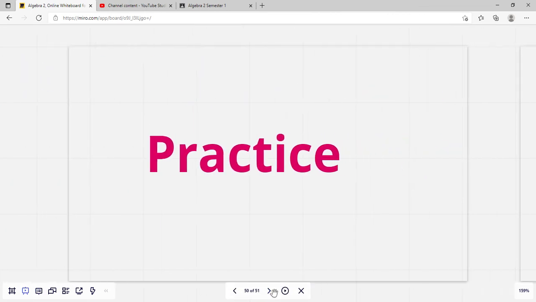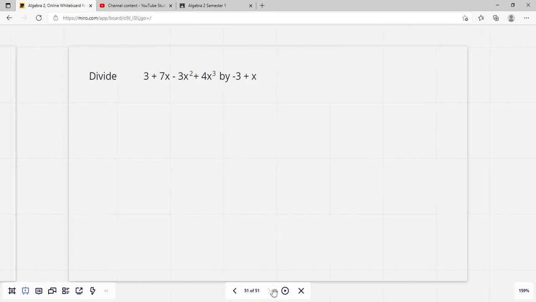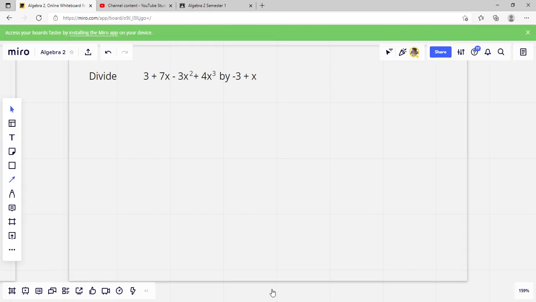Alright, go ahead and pause the video and try the practice problem. There's only one. Alright, so hopefully you paused this and tried this practice problem. And then we're going to do it together now. I'm going to change colors because that pink's kind of in your face there. Let's go with a nice dark blue.